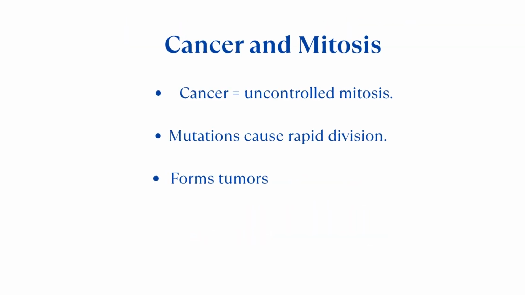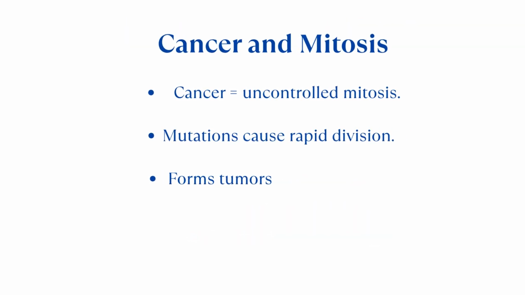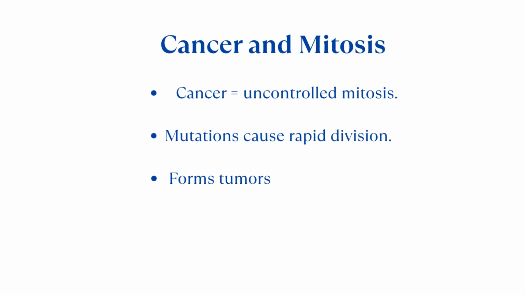Cancer is usually caused by problems in mitosis. When cells divide too quickly or incorrectly, it can lead to tumors. Meiosis is not involved in cancer.